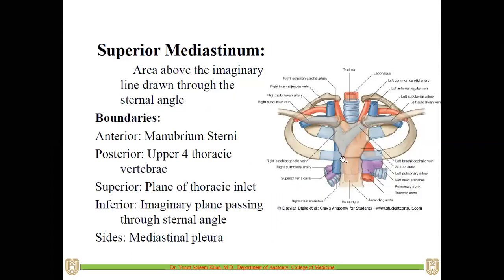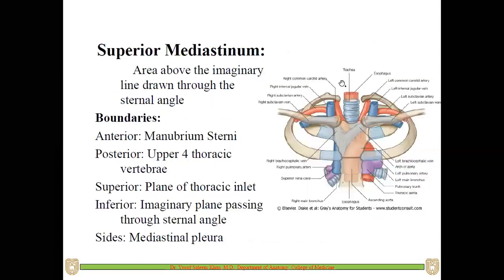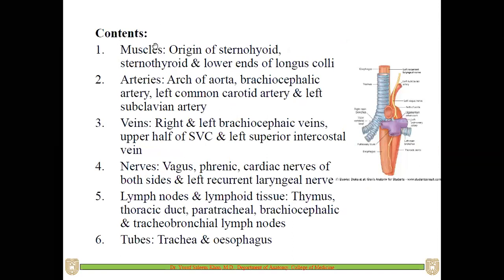Now, what are the contents within the superior mediastinum? It is not empty as shown here. For simplification it has been shown as empty, but it is filled with structures. One is the muscles coming from the neck, which end here or begin from here. These are the origin of the sternohyoid, sternothyroid, and the lower end of the longus colli. These are neck muscles which begin in the mediastinum and go above into the neck.